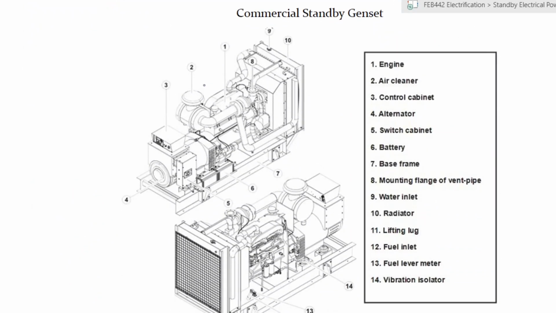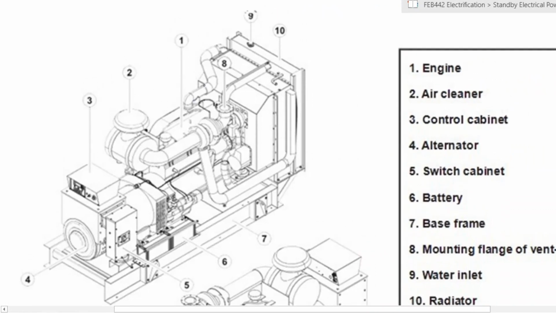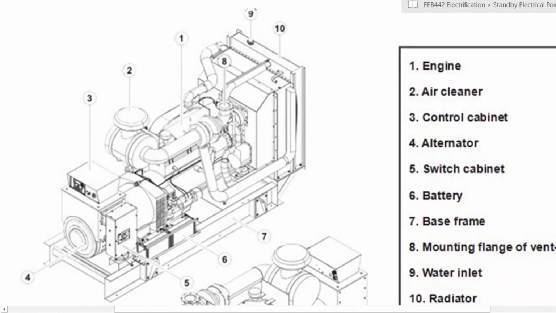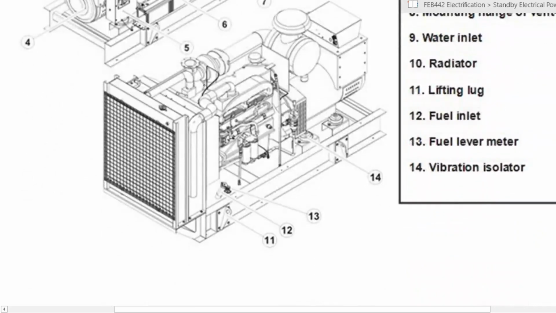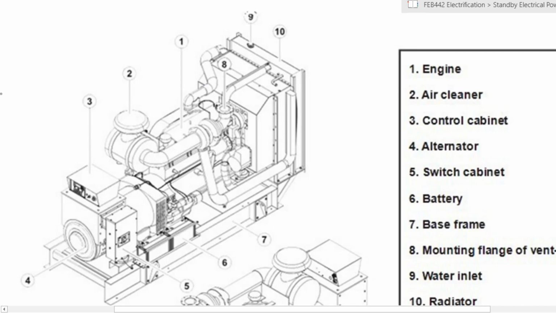So the parts of a standby generator, you can zoom in slightly, are shown here. This is a 3/4 front view and a 3/4 rear view. When we look at the front view, you can clearly see where the engine is, and you can see where you have your alternator, right? So those two are the main components of your power supply, your standby generator.